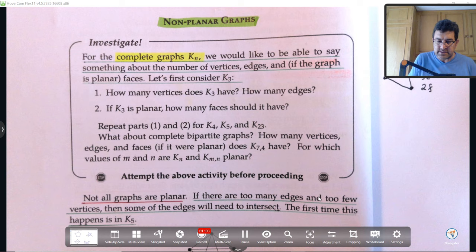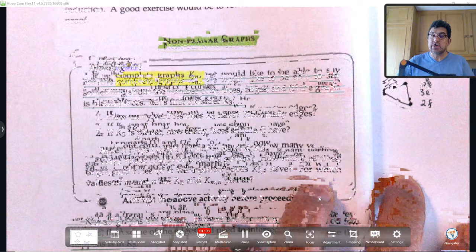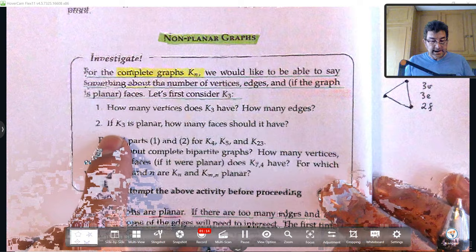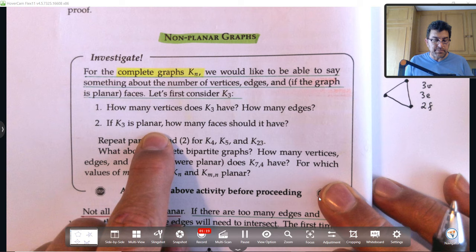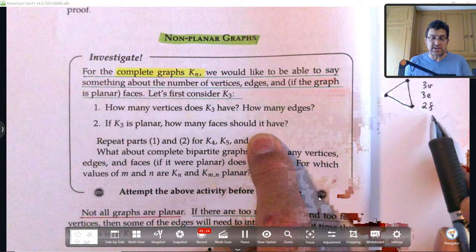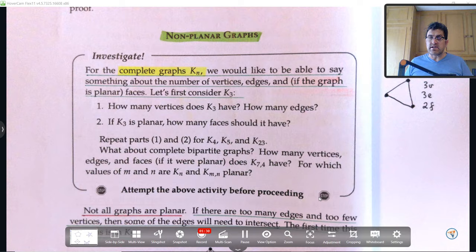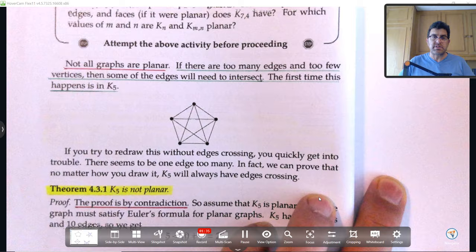We've already considered that graph before. Okay, let me just move up so you can see what I've just drawn. There we go. So how many edges does it have? Three. How many vertices? Three. If K3 is planar, how many faces should it have? Well, it should have two faces. Then they want us to repeat it for quite a few more graphs. We're not going to do that now. We are going to see what they say that's important for what we want to do. We're not going to do the proof yet.